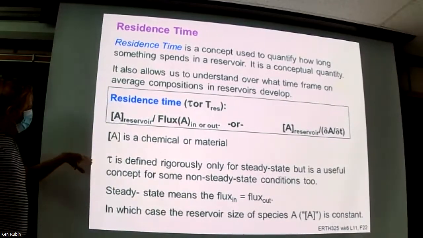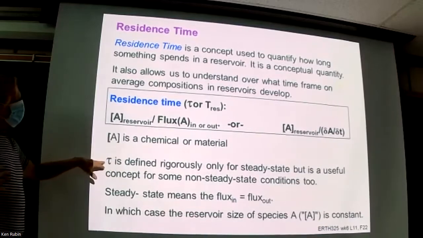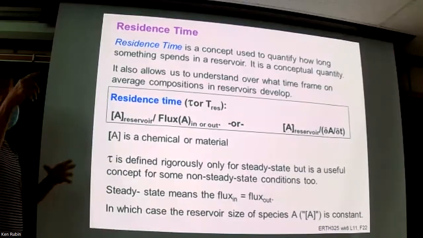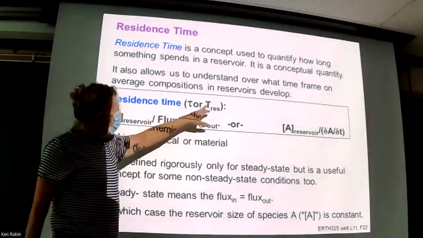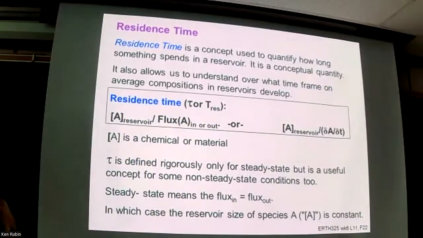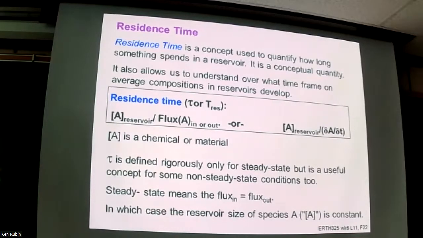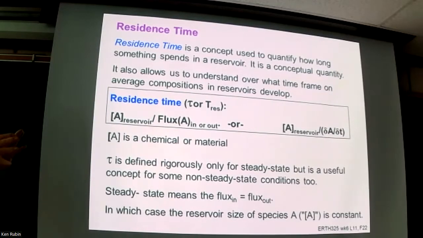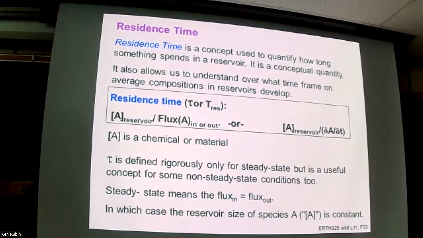So A is the material, and this term, sometimes residence time is shown with the letter tau. Sometimes it's just shown as a capital T with a little "res" under it, which just stands for residence time. Usually people will define it at least once in their text, whatever symbol they're using.